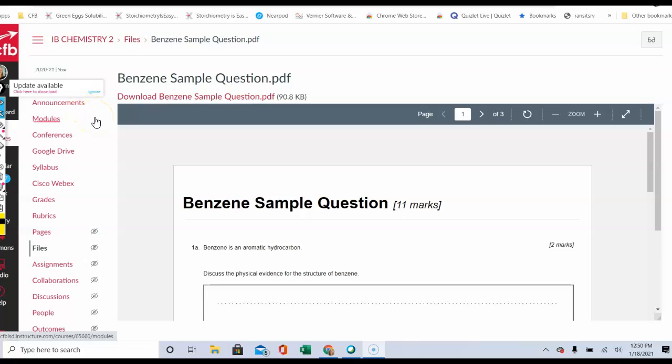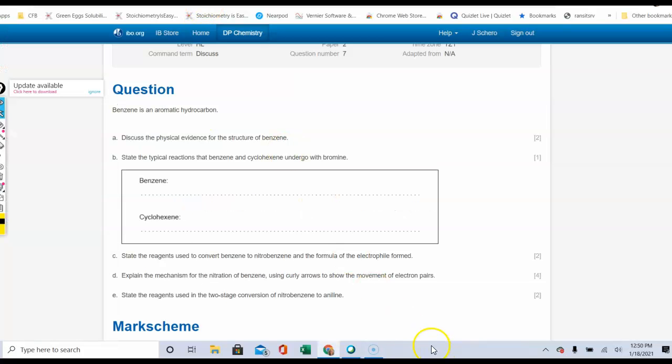All right, so everybody, this is a pretty common set of questions that IB likes to ask about benzene. As you're going through these, it's definitely going to be stuff that we've talked about in class, but you're going to have to be able to use the right terminology. That's why I'm going to refer us directly to the question mark scheme that I have for this.